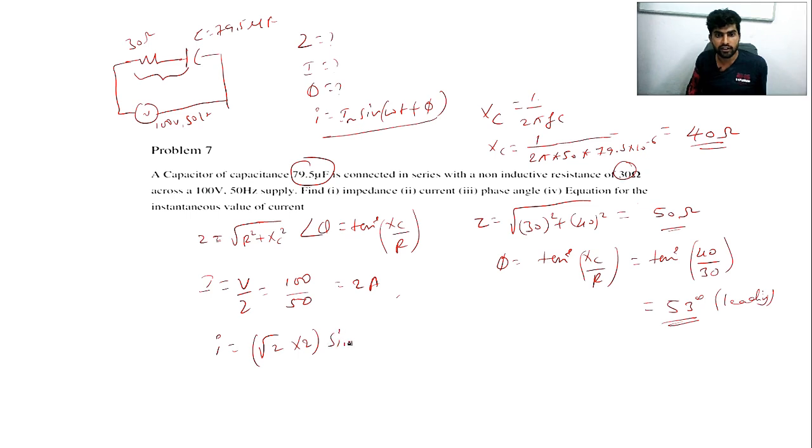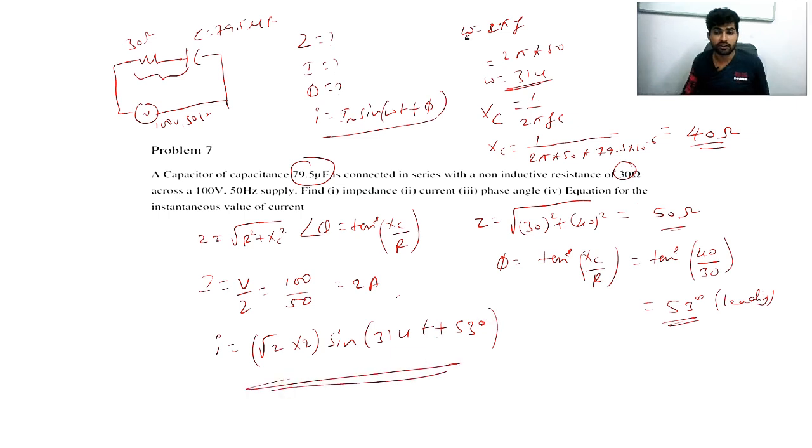And sine of omega t is what? Omega is 2 pi f, so you get 2 pi into 50. Finally you get omega is equal to 314. You get it? So omega 314 t plus 53 degree is the answer.